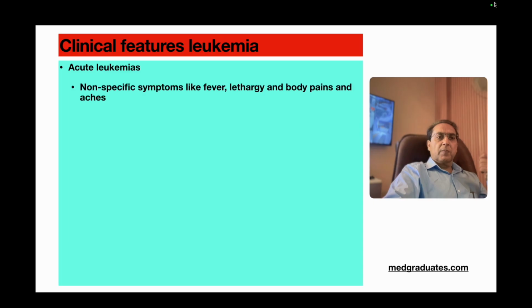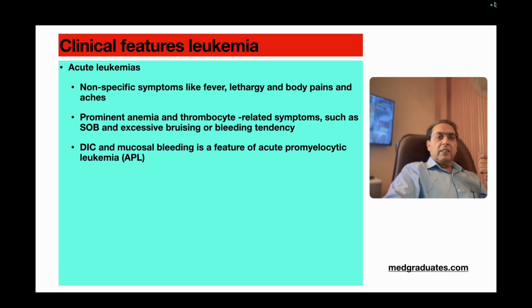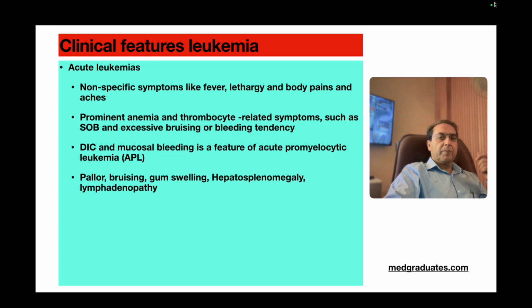The acute leukemias may present with non-specific features like fever, lethargy, body pains, and ache. There may be prominent features of anemia and thrombocytopenia related symptoms such as shortness of breath, excessive bruising, or bleeding tendency. There may be DIC and mucosal bleeding, which is a feature of acute promyelocytic leukemia, and then on examination you may find pallor, bruising, gum swelling, there may be hepatosplenomegaly, there may be lymphadenopathy.